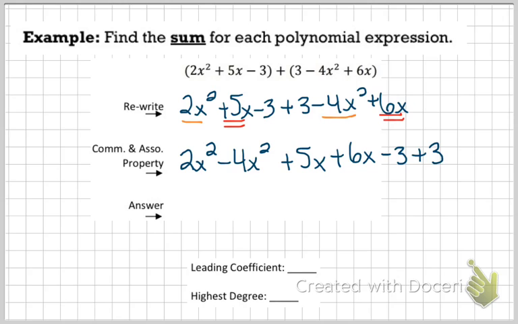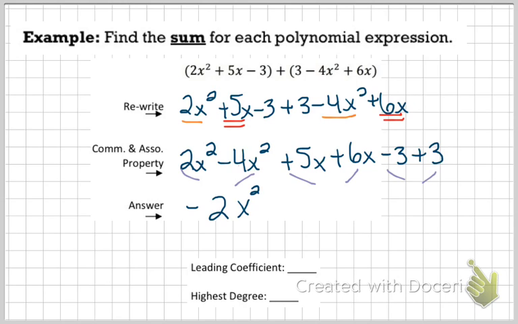Okay. Finally, associative property, which means put them together in groups. So here we have these two, and these two. Our final answer is what we get when we combine those like terms. So here we have 2 minus 4. So it's kind of like saying, okay, focus on 2 minus 4. What do they have in common? The x squared. So in other words, here we have 2 minus 4 is negative 2. So we have a negative 2x squared.